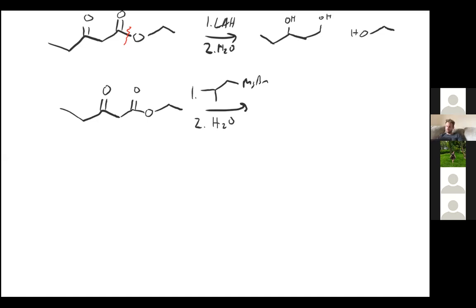This Grignard here, everywhere that we've reduced, instead of getting a hydrogen, so this is where our hydrogens ended up from our production. We're now going to get the addition of carbon groups to this position.